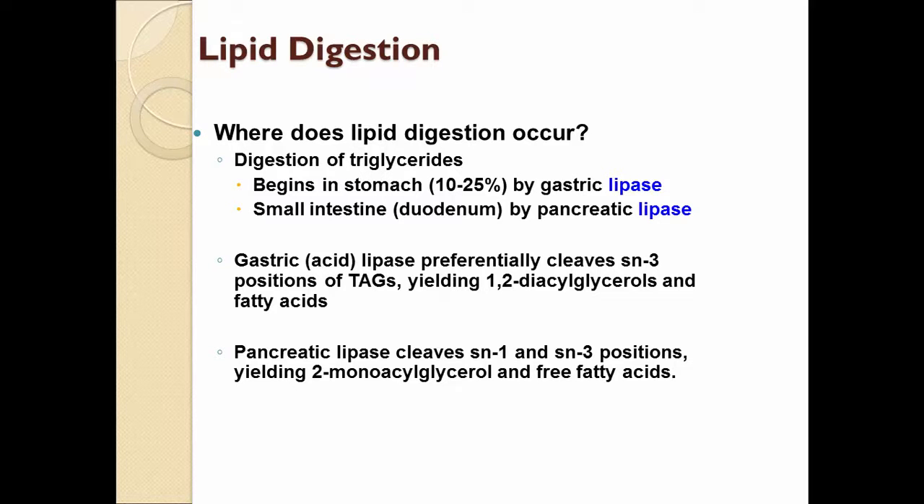Okay, now pancreatic lipase cleaves the fatty acids from different positions, the SN1 and SN3 positions. It releases fatty acids from the SN1 and SN3 positions of the glycerol backbone, generating 2 monoacylglycerol and 2 free fatty acids. So pancreatic lipase seems more powerful. It can break down and release 2 fatty acids from the triglyceride molecule, and generate a monoacylglycerol that still has 1 fatty acid attached to the SN2 position.